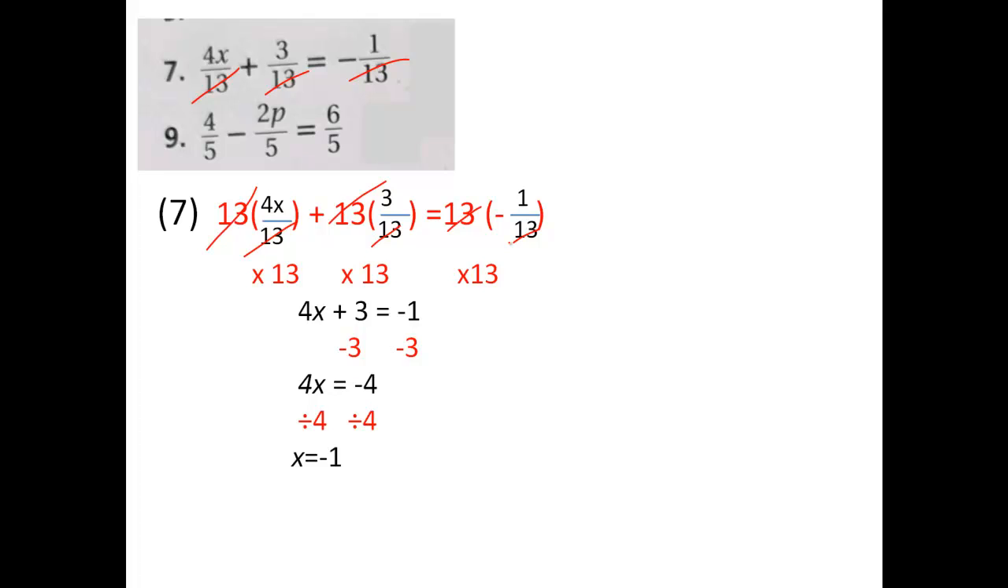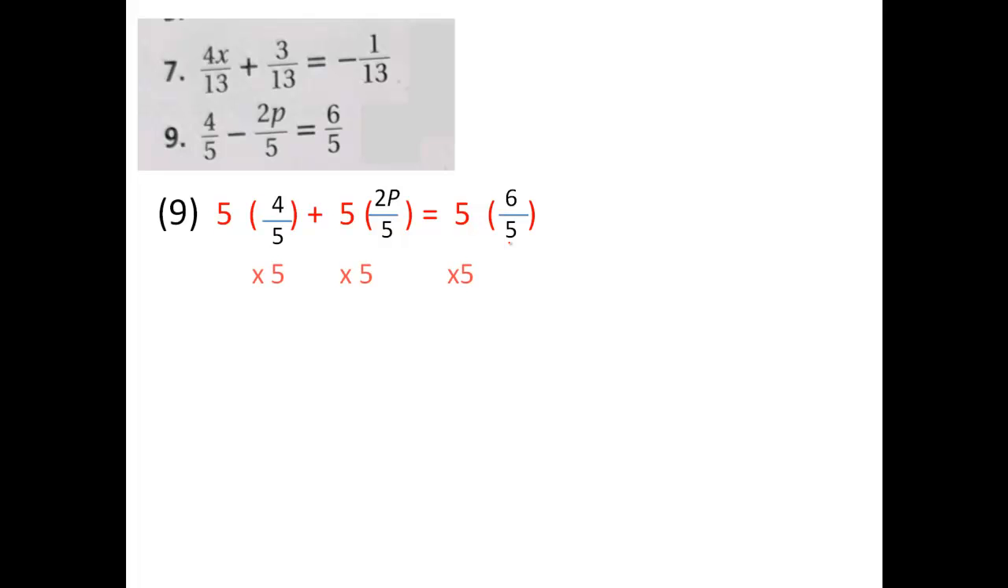Let's take question 9. What do we have in question 9? We have 4 over 5 minus 2p over 5 equals 6 over 5. So what is the number down in all of them? It's 5. So let's multiply all sides by 5. So it will be 5 multiplies 4 over 5, and 5 multiplies 2p over 5, and 5 multiplies 6 over 5.